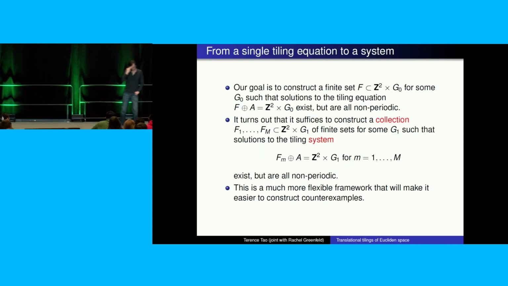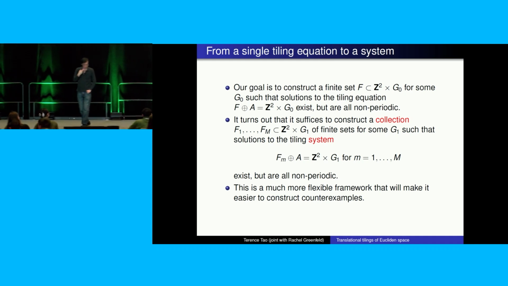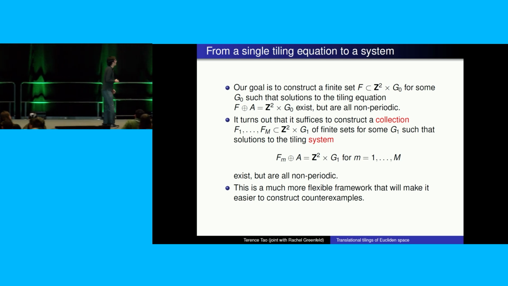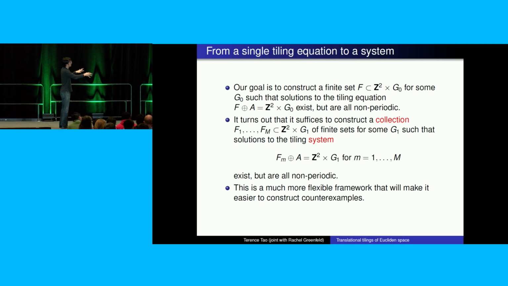Okay, so let's talk about some of the ingredients. All right, so the original problem is you want to find a single tile F such that you have a single equation F plus A equals the group, and you want to show that this equation has existence, you want that there are solutions, but you want that the solutions are bad, that they're all non-periodic, that the solutions are kind of weird.